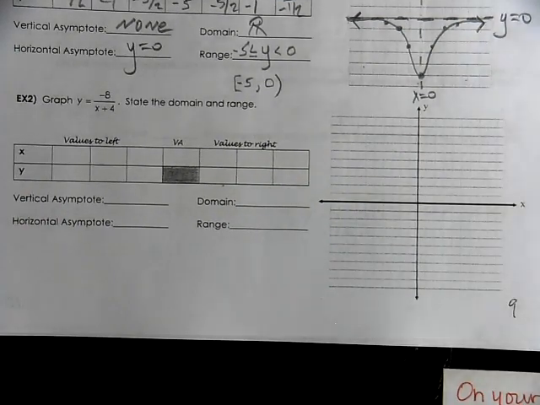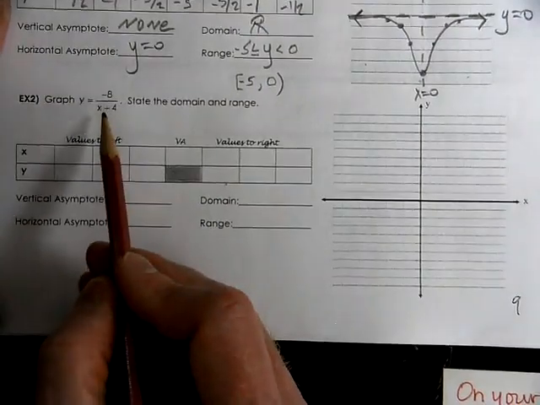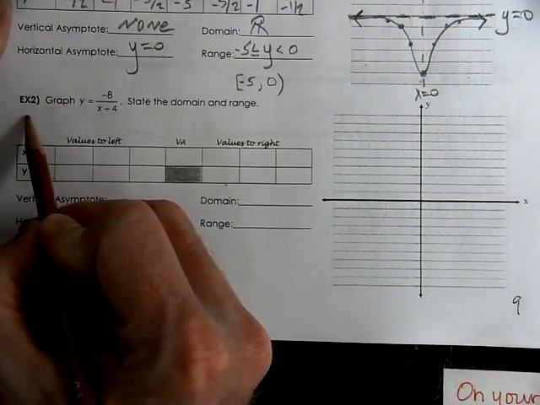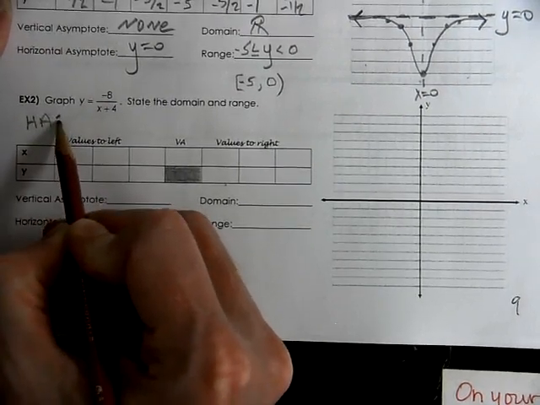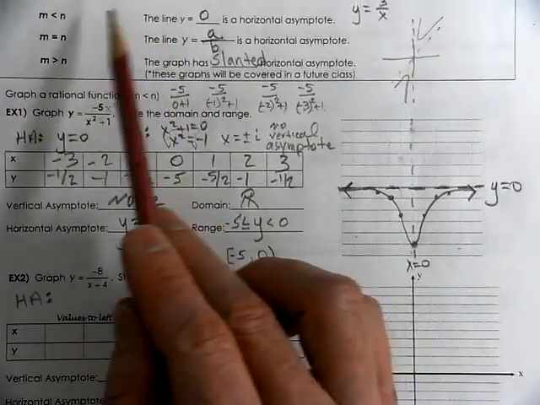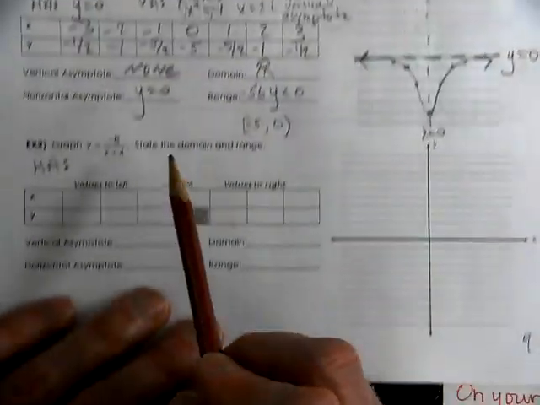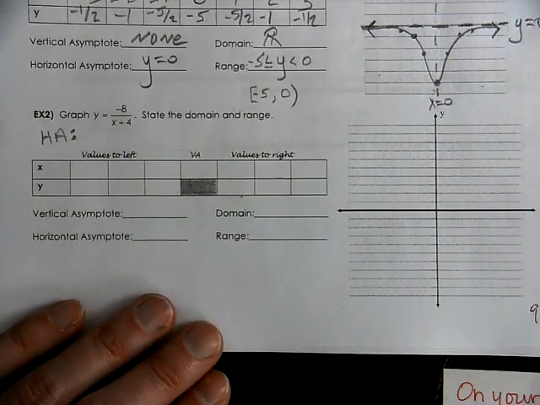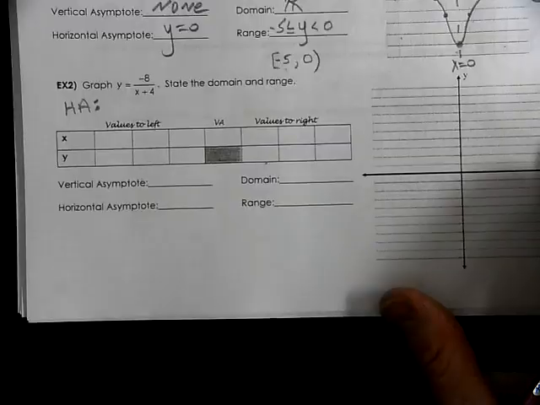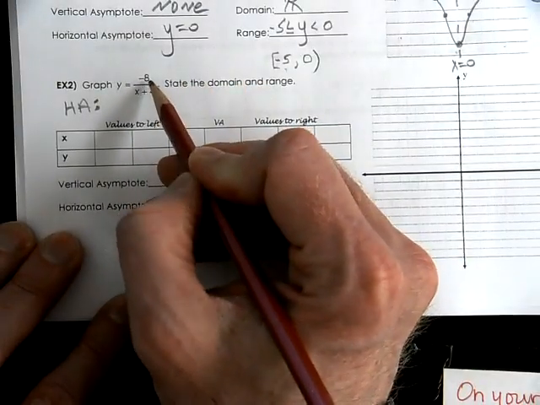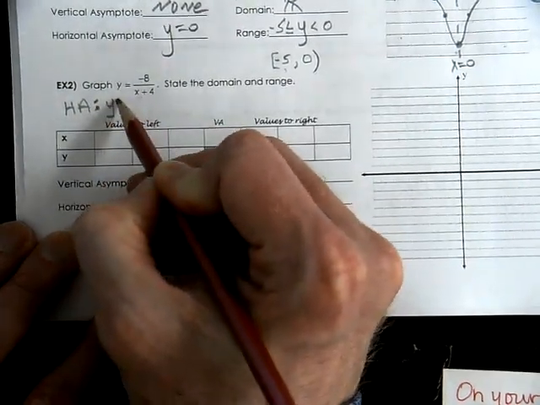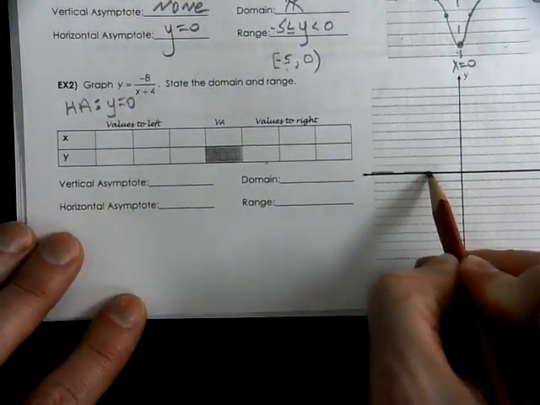Okay, this one is like what we've done in the past. We have a horizontal asymptote. And where's that going to be? Which situation up here in our notes are we dealing with, with this equation? So our horizontal asymptote, since the degree of the top is smaller than the degree of the bottom, is going to be at y equals 0.